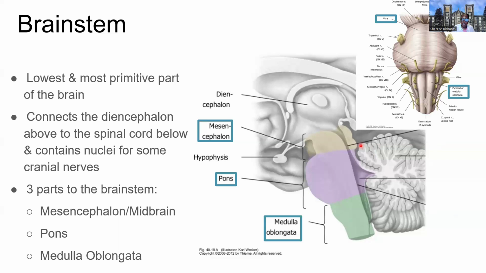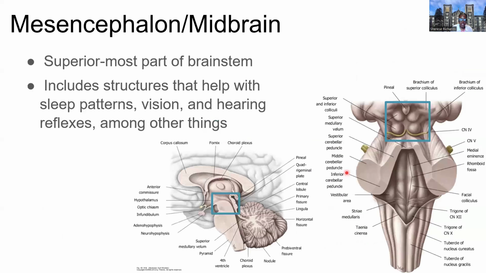Okay. Functionally, they're going to have nuclei, which are clusters of cell bodies that create connections to our face and our limbs for movement, for coordination, for a lot of nervous system function that allows us to move and coordinate within the world. So really important for coordination through some of the nuclei that we find here. Let's talk about the individual parts here.